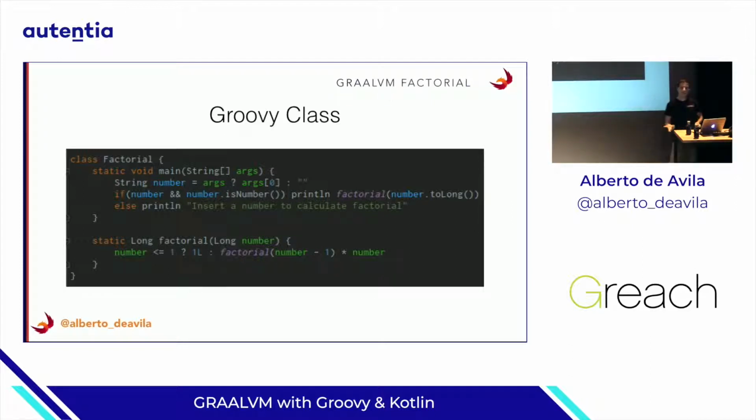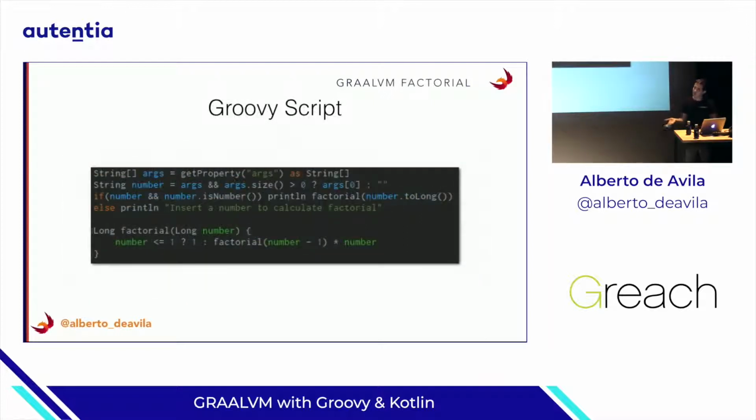The other way to get this working is using a Groovy script that is very, very similar to the previous one, but the only thing that changes here is the way to use the args. To use that, we have to call the getProperty method, and we will have access to the args.